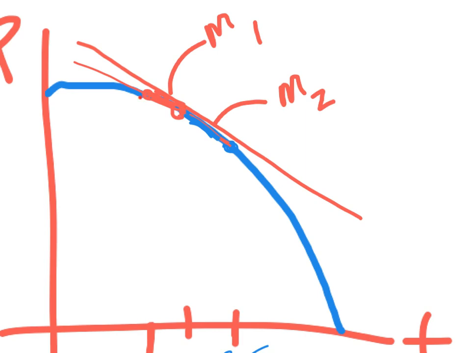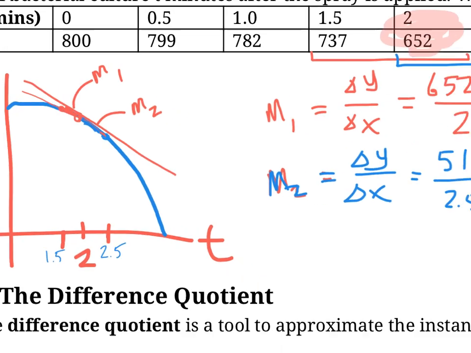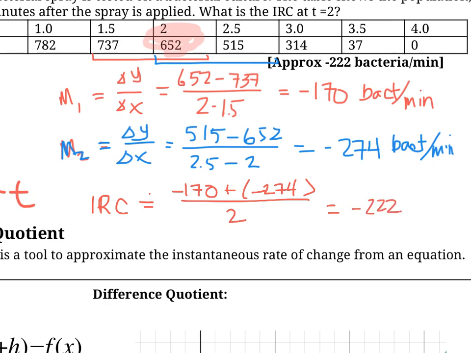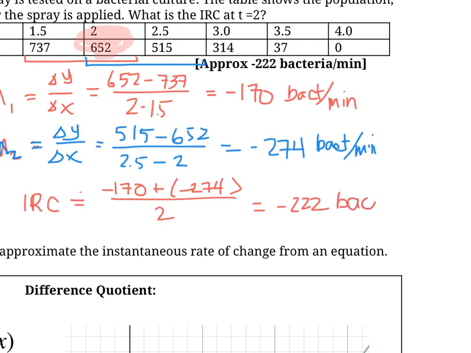So the slope of this tangent is probably going to be between those two slopes. One way we can do this is to approximate it by finding the average of those two slopes. So we're going to approximate the IRC as approximately equal to the average of those two slopes. Remember, we find the average by adding those two things up, 170 plus negative 274, divided by how many things there are. There's two of them that we're taking the average of. So we do this calculation, and we get negative 222 bacteria per minute.